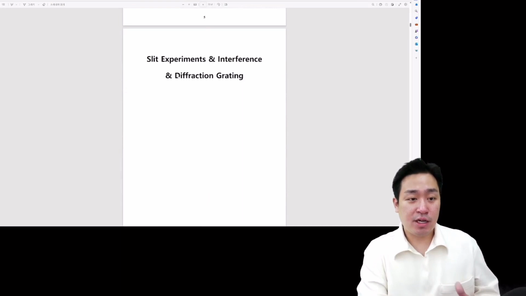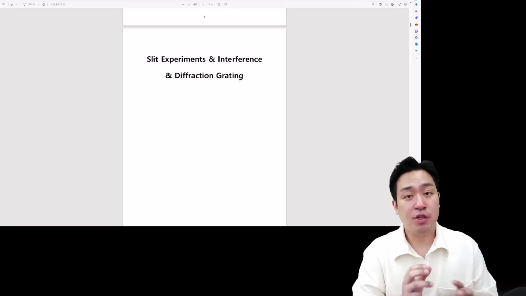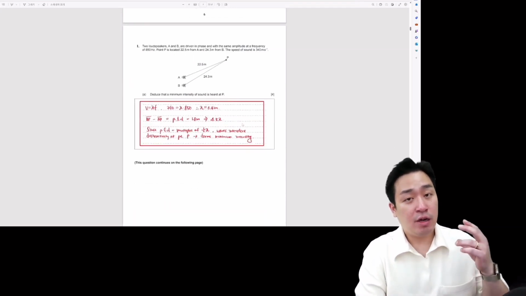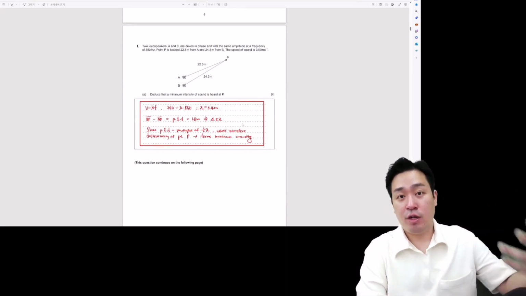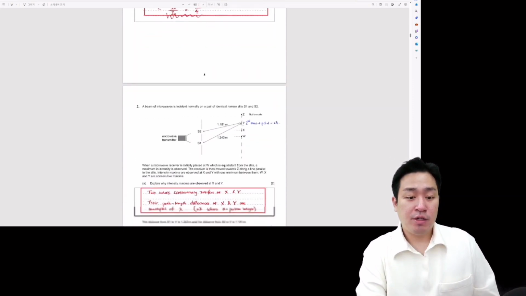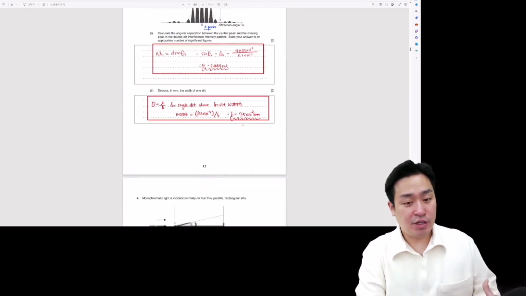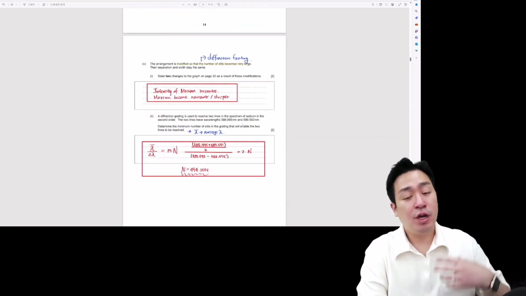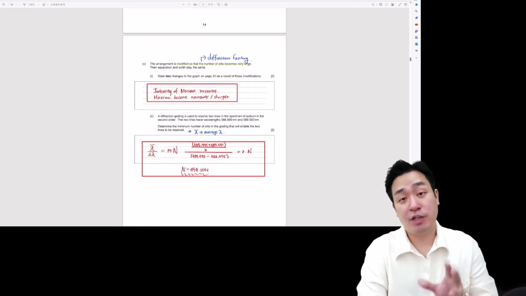And next, it's got slit experiments, interference, and diffraction grating. So I collect similar question types, the related ones, and then I handpick the important questions so you guys can pretty much read through the possible variations of the question types. I'm assuming that if you can solve every question in this section, you've seen pretty much every single variation of the questions within the topic of slit experiment, diffraction, and diffraction grating.